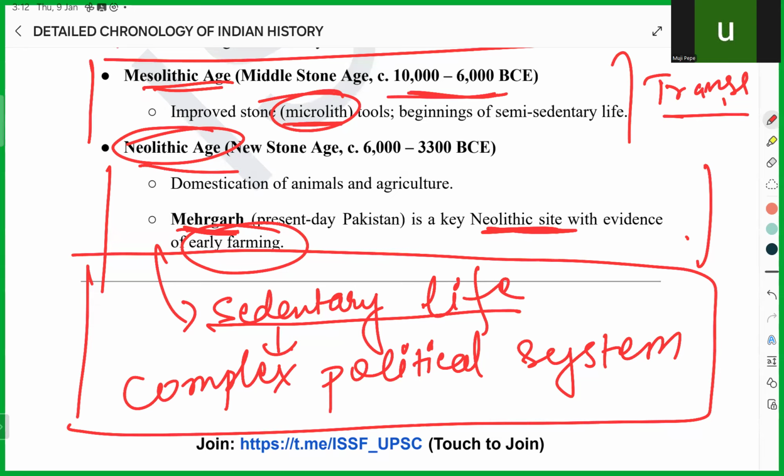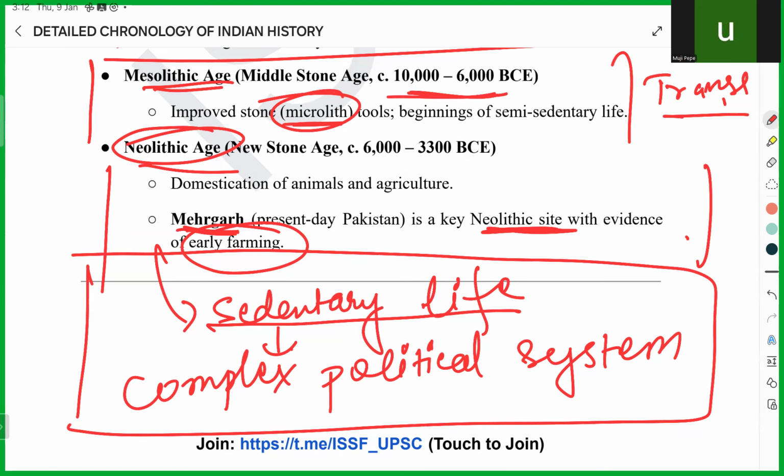Agriculture led to what? For the very first time, the human beings were able to experience surplus. Not every person of the group was now needed for agricultural production or hunting. So what happened?